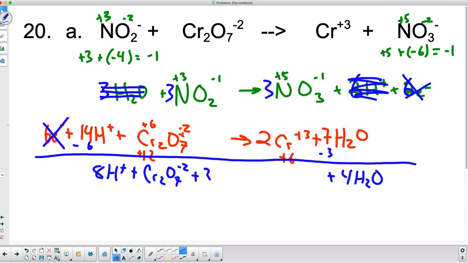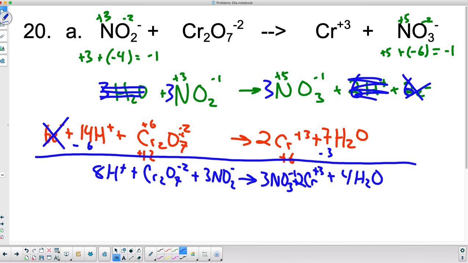Plus, and what is that? 3NO2 minus, and then the other side is going to be 3NO3 minus, plus Cr with a +3, but there's 2 of them there, and I got real lucky with that. Let me go back through and just check to make sure. It looks like everything matches up. 3 N's, 3 N's, 3 times 2.